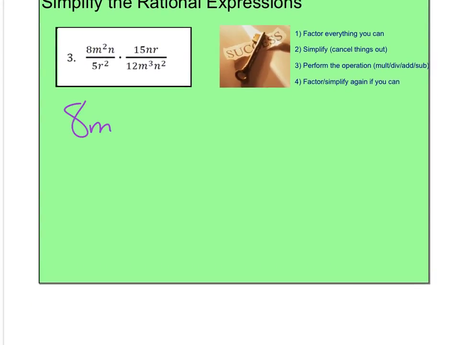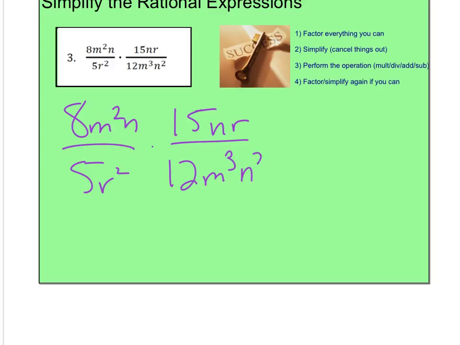So 8m squared n over 5r squared, times 15nr over 12m to the third n squared. Now this one's going to be a little bit trickier. Let's start with m squared and m to the third. Two of the m's will cancel out, so I'll be left with just m.